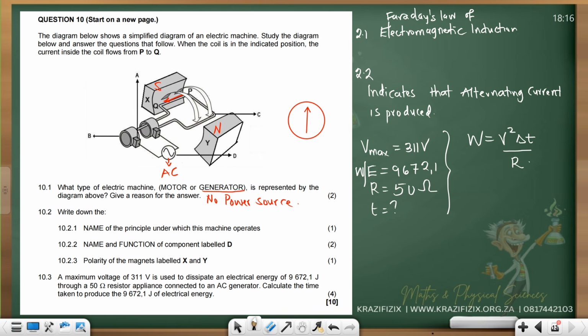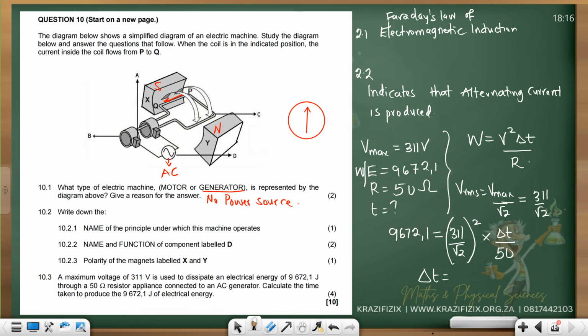Every time we calculate power, it's VRMS. VRMS is Vmax over root 2. Guys, I can't be doing this maths for you. You are all maths learners. Let's substitute. 9672.1 equals, what is V? 311 over root 2, squared, times delta T over, what's my resistance? 50. Somebody please do the maths for me. Let's get the maths.